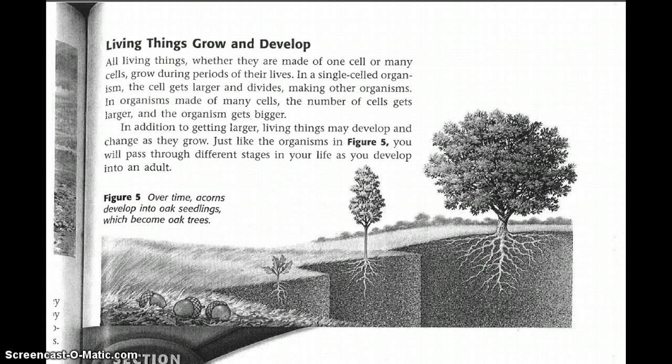Living things grow and develop. All living things, whether they are made of one cell or many cells, grow during periods of their lives. In a single-celled organism, the cell gets larger and divides, making other organisms. In organisms made of many cells, the number of cells gets larger and the organism gets bigger. In addition to getting larger, living things may develop and change as they grow. Just like the organisms in Figure 5, you will pass through different stages in your life as you develop into an adult.